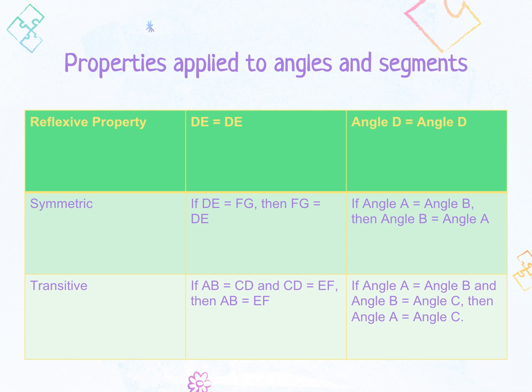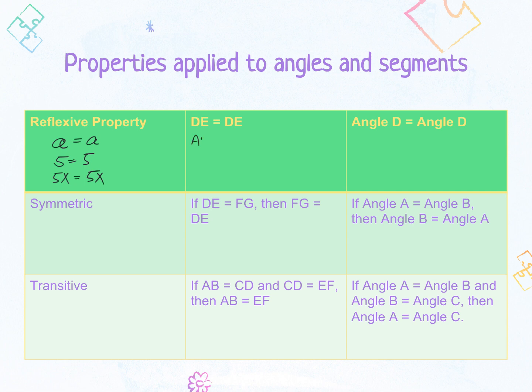Now we're going to use those same properties, but we're going to apply those properties of equality to angles and segments. And so how would we apply the reflexive property to an angle or a segment? Well, remember, the reflexive property says that anything equals itself. So A equals A, and 5 equals 5, and 5x equals 5x. So how does that transfer to a segment? Well, it says that segment DE is equal to itself, segment DE.